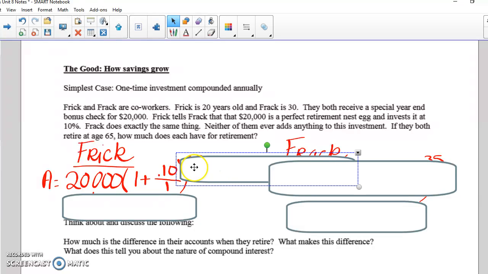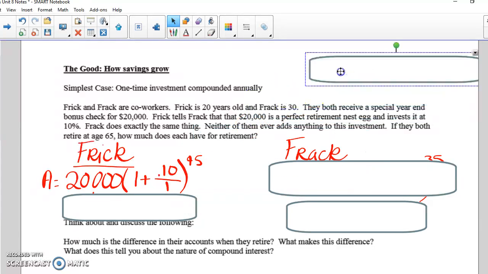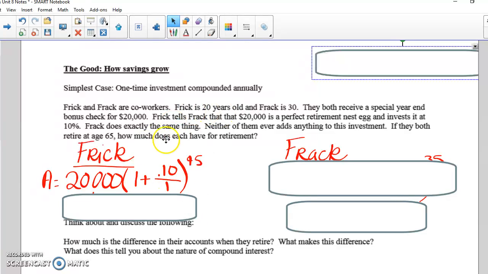R is the rate, and if we look here is our 10%, that's where we got the 0.10, and the N is 1. That was how many times we compound it over the year, so we only did it once. And then we raised that to the NT. I have a 45 written down here because Frick is 20 and he's going until he's 65. So that means it's 45 years, so T is equal to 45.